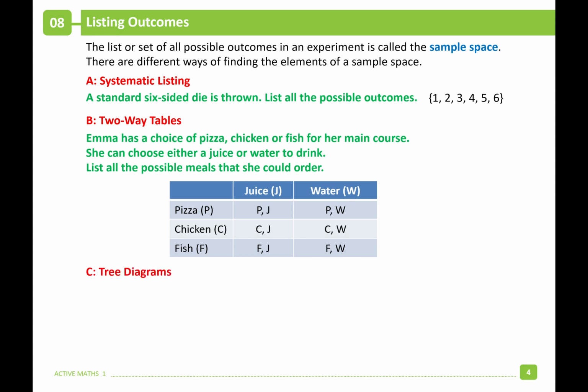Our third way of listing all of the possible outcomes is called a tree diagram. We will look at this in more detail in the next video. Today, we are just going to stick to systematic listing and two-way tables.